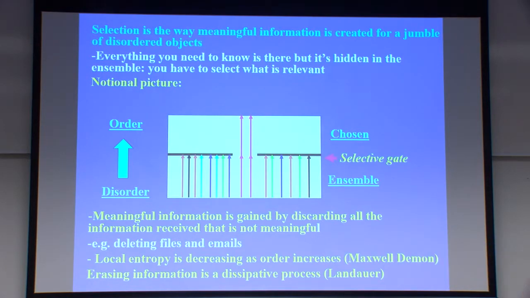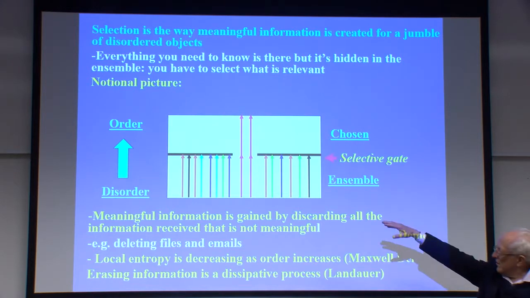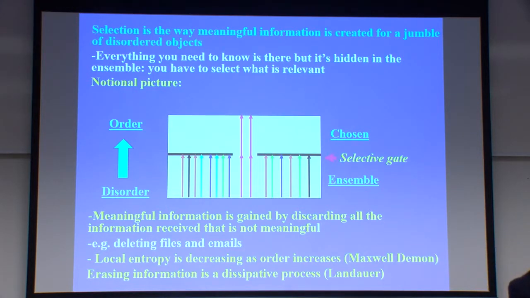And the classic example here is deleting files or emails on your computer system. They come in and you don't want a lot of them. So there's this jumble of stuff. You keep the ones you want, you get rid of the rest, and you've now got an ordered set of emails or files where you had a mess. Local entropy is decreasing as order increases, and this process of erasing is a dissipative process according to Landauer.